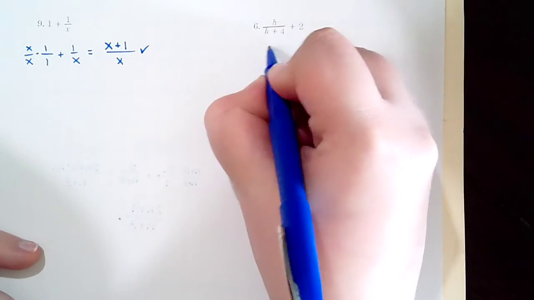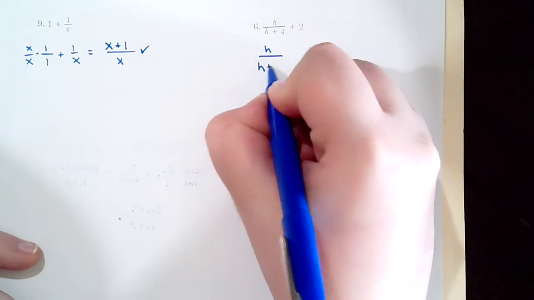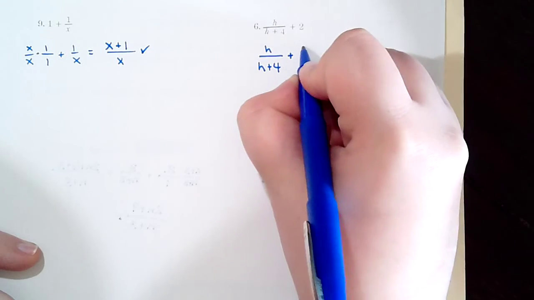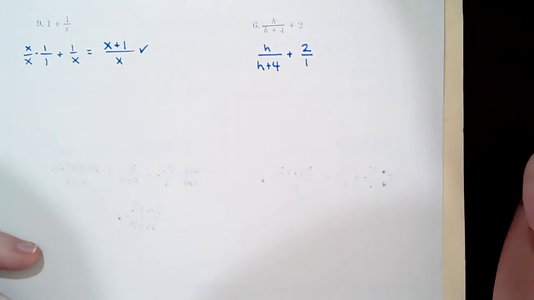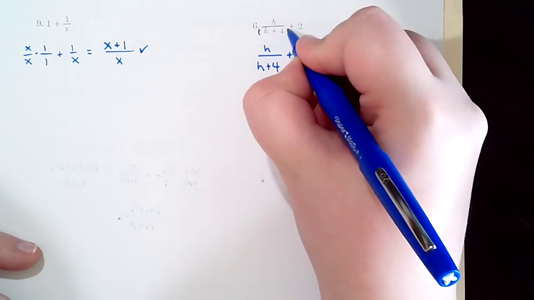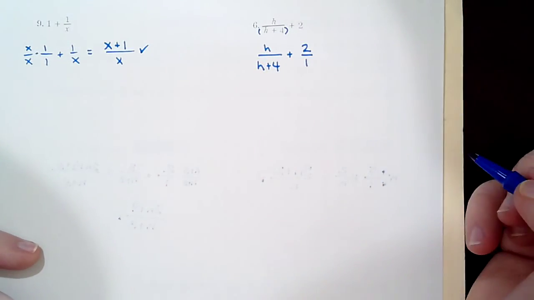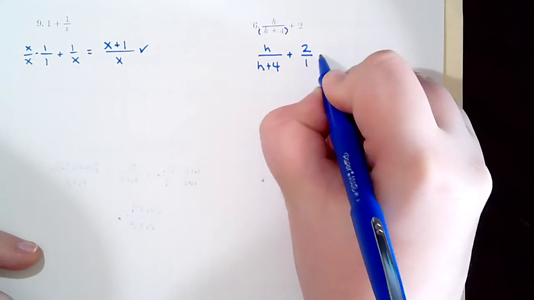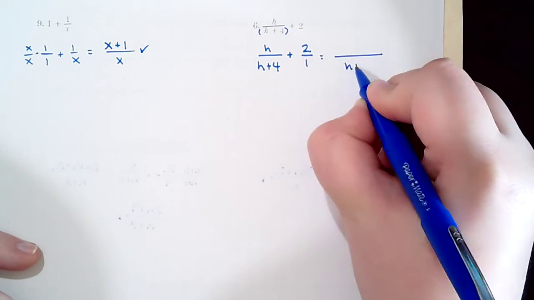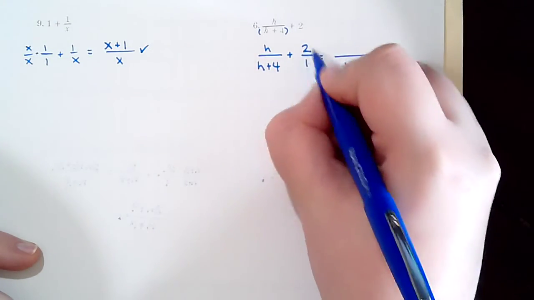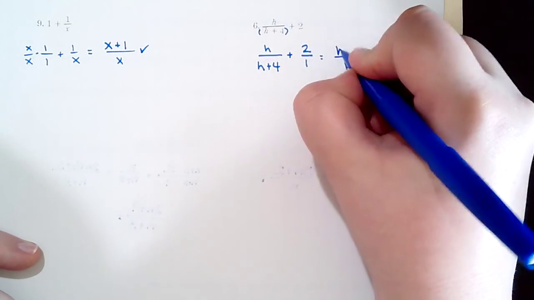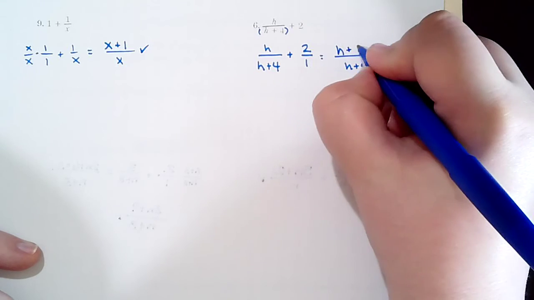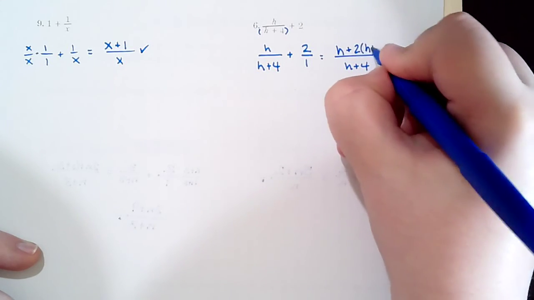Next one, same thing. We're adding another element here with an h on top and bottom, but since I can't simplify that because the bottom's in parentheses, we're going to do the exact same thing we always do. My LCD is just h plus 4. I need to take that into account on this right side, but not on the left. So I'm going to have h plus 2 times h plus 4.